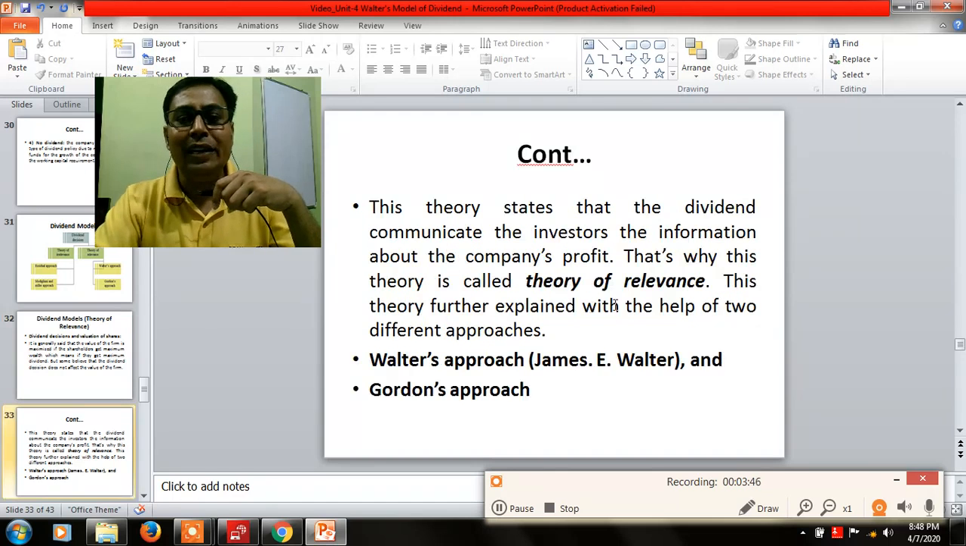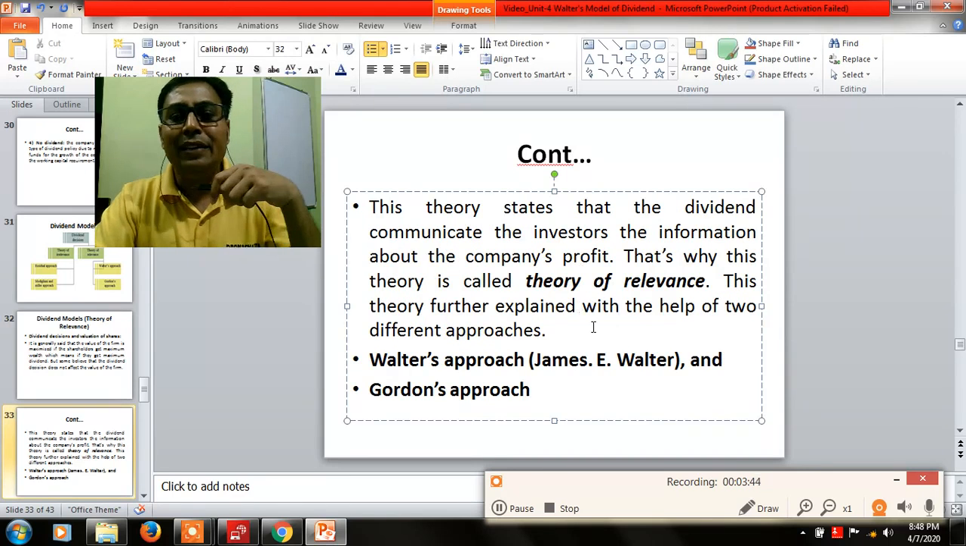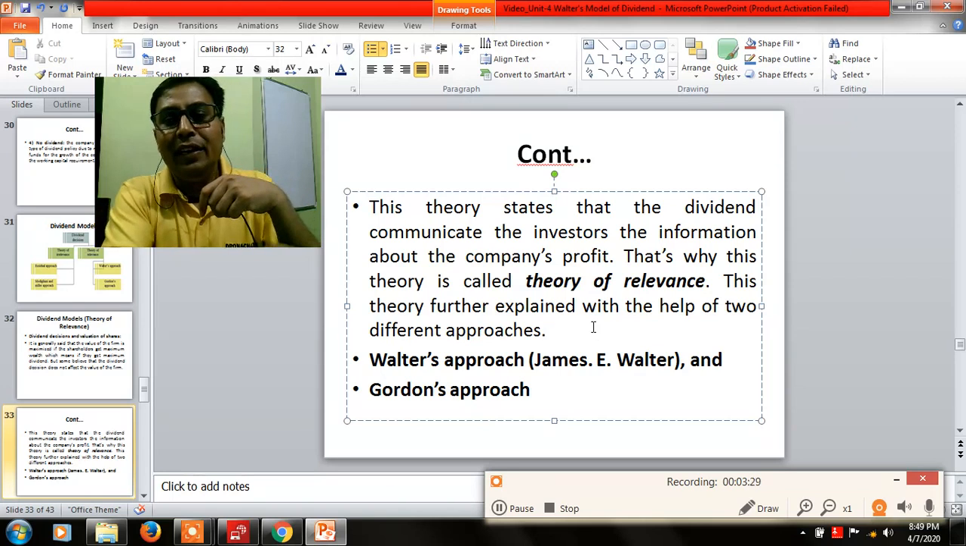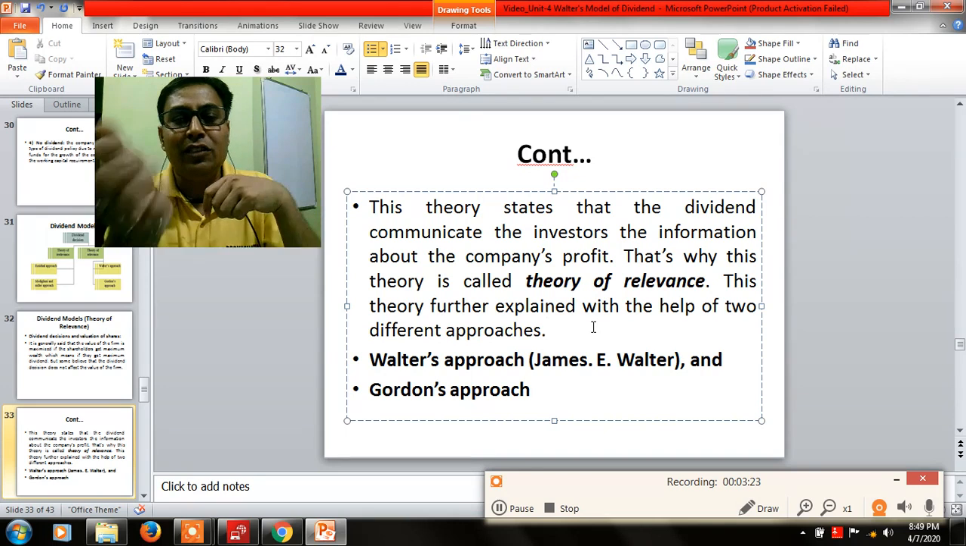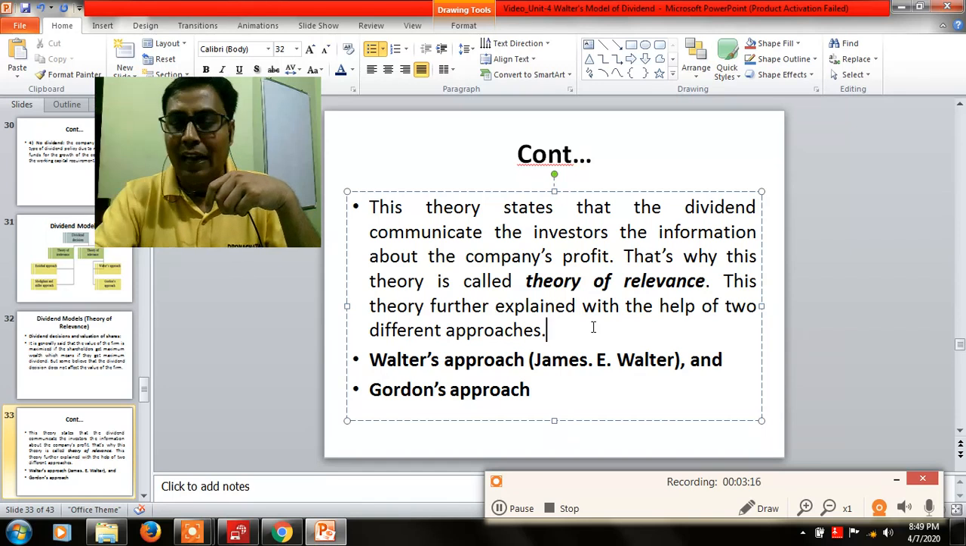And we also learn how it is relevant, because the theory states that the dividend communicates to the investors the information about the company's profit, how much profit the company is able to earn in a particular financial year. This is why this theory is called the relevance theory of dividend, where the profit is to be divided among the shareholders, and the final decision is to be made by the board of directors.